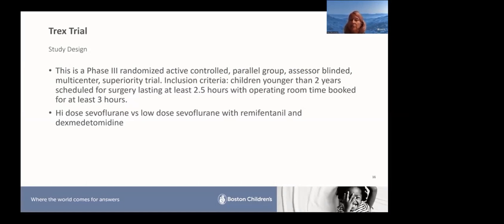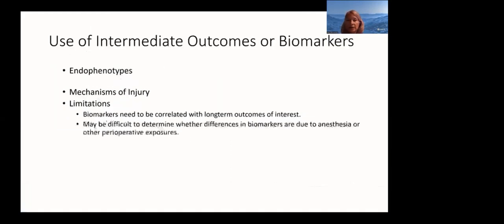And basically it's high dose sevoflurane versus low dose sevoflurane with remifentanil and dexmedetomidine. And this study is over half enrolled at this point. Our outcome measures are neurocognitive testing and behavioral testing at age 3. So what might be some intermediate outcomes or biomarkers that we might want to be interested in?